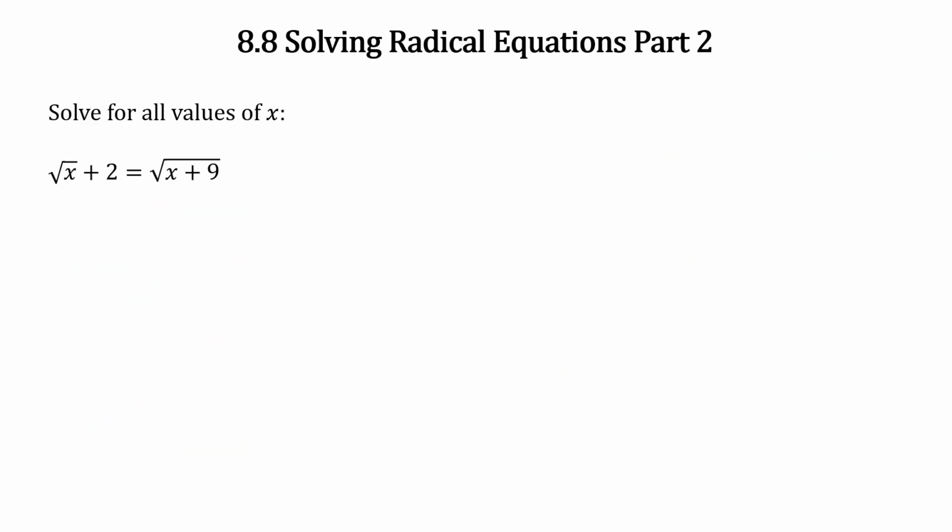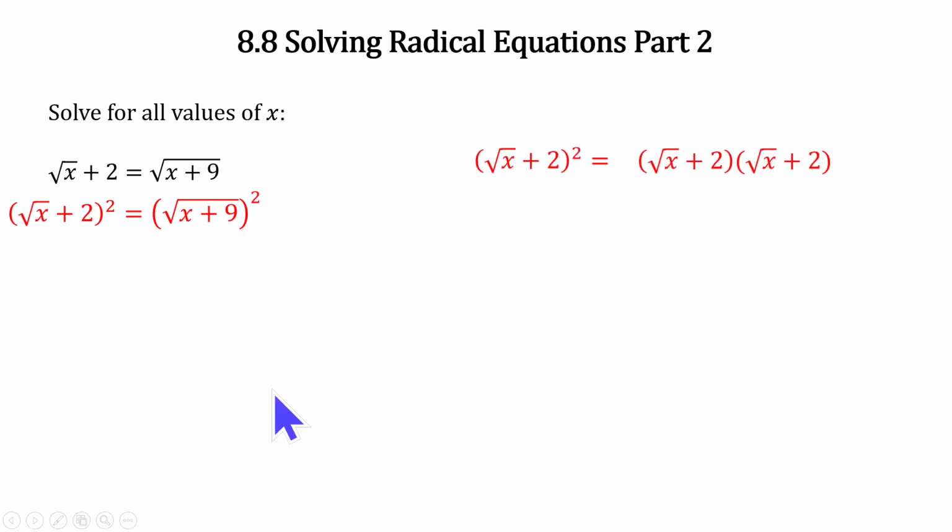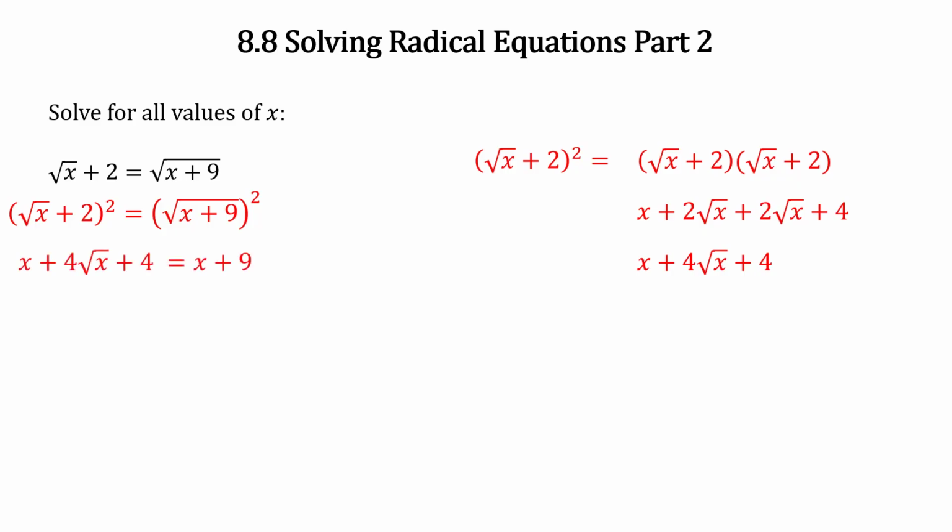Okay, let's try this one. I think this one comes out just a little bit funkier. So we have to do this, square the first one, multiply them and double, and then square the last one. So that's x plus 4 square root of x plus 4. Okay, I'm going to subtract 4. I'm going to subtract x.